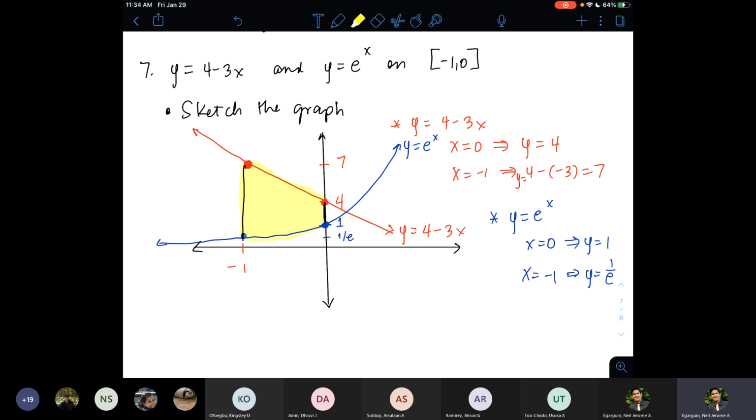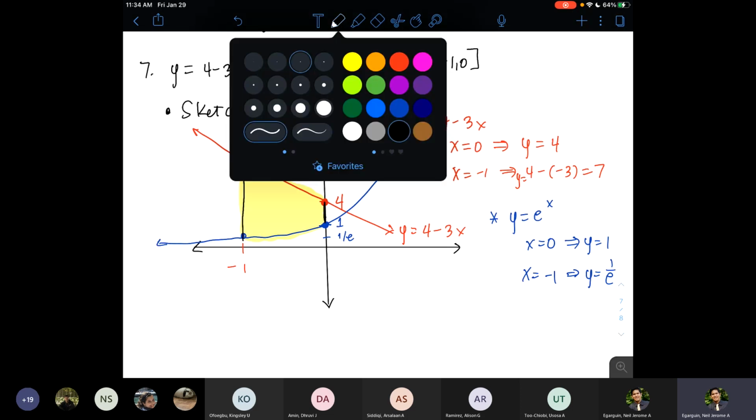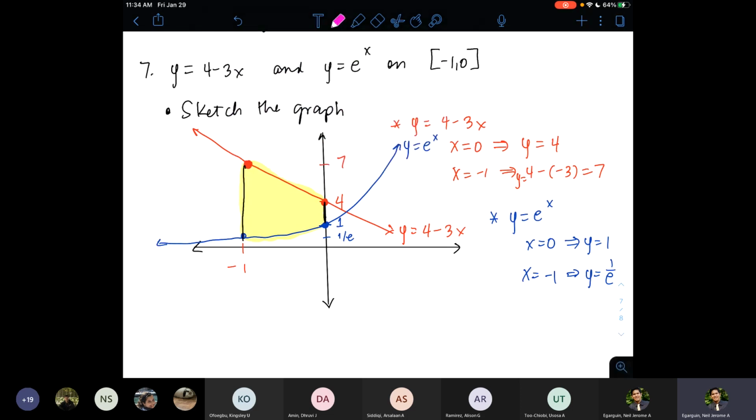Okay, based on this picture, I will not attempt to use horizontal strips. Why? Because if I do horizontal strips, I need an integral here that will be red minus black. Here it would be x equals 0 minus x equals -1. And here it would be blue minus, sorry, blue minus black. So that means I will need 3 integrals in order to evaluate the area of the shaded region if I am to use horizontal strips.